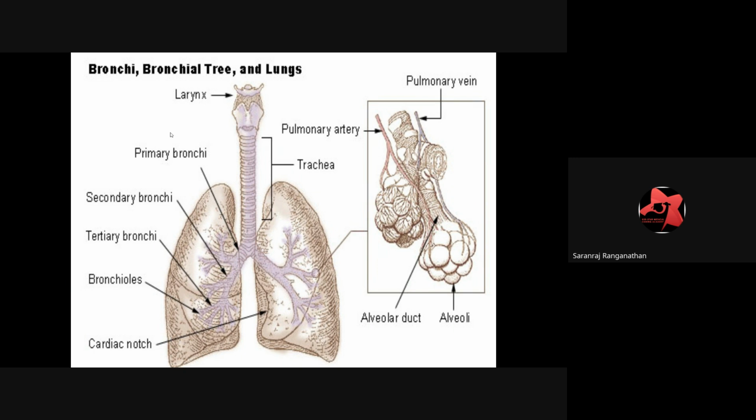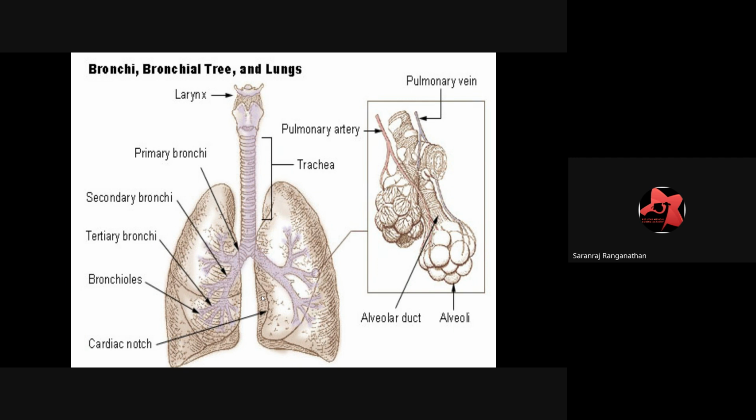Here they have given an image of the bronchial tree and lung. The first one is the larynx. This is the trachea, a flexible tube-like structure, and this is the primary bronchi. Then this is the secondary bronchi, and this is the tertiary bronchi. It is a tree-like structure. That tertiary bronchi divides into many bronchioles. In this place is the cardiac notch.